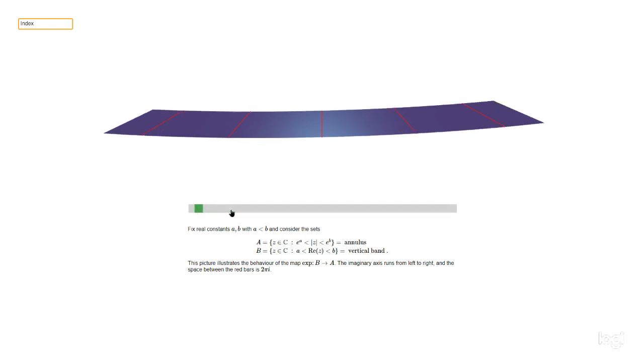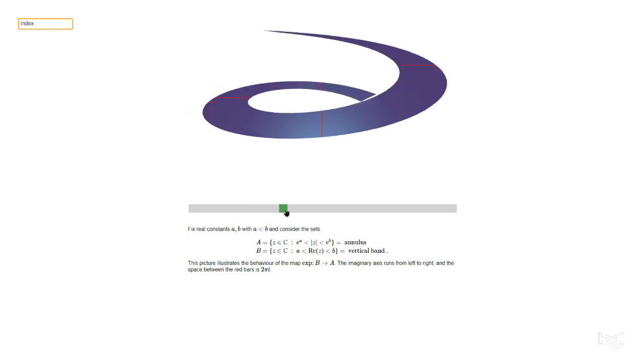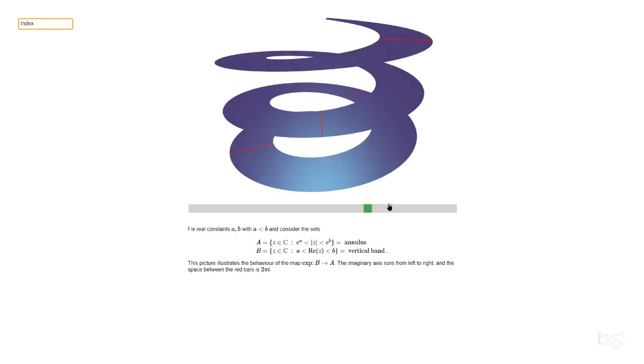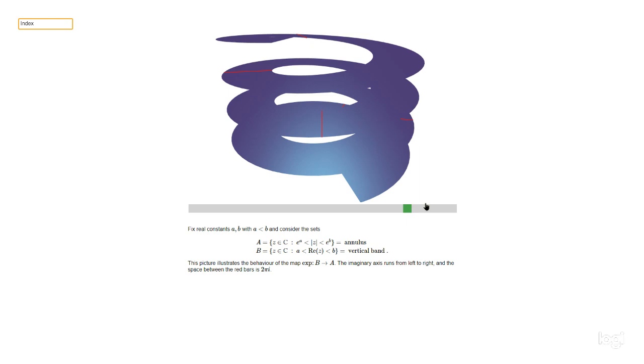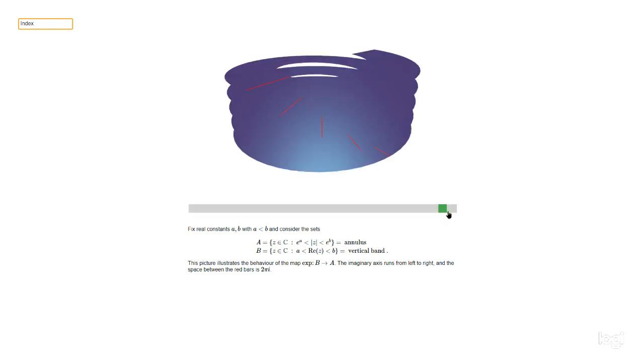And the geometry of how it works: you get this infinite strip. Of course, we've only shown a finite section of it, but in principle it's an infinite strip, and it all gets curled around and around into a helix, and then the helix gets collapsed down to give us this annulus. And all the different red lines get collapsed together.